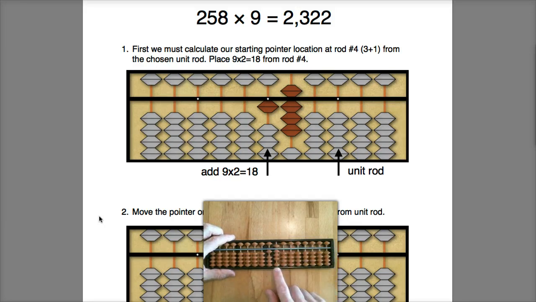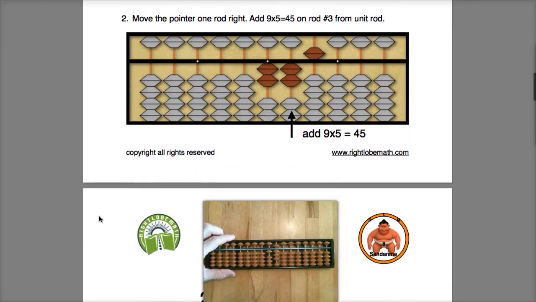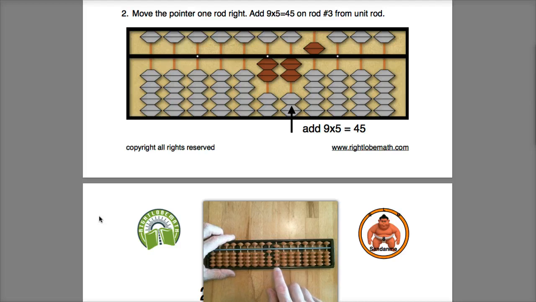I simply enter 18. I move 1 rod to the right, and I'm going to now multiply 9 times the second multiplicand digit 5. 9 times 5 is 45. So to add 45, I add 1, subtract 4's 10 pairs 6, and add 5.